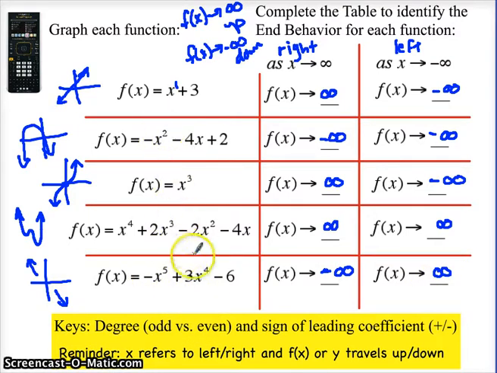Even exponents, your end behavior should travel the same direction. So squareds and fourth powers, both ends go the same way. Then again, negatives, they're both going downwards. Positive, they're both traveling upwards. Now, how can we use that?